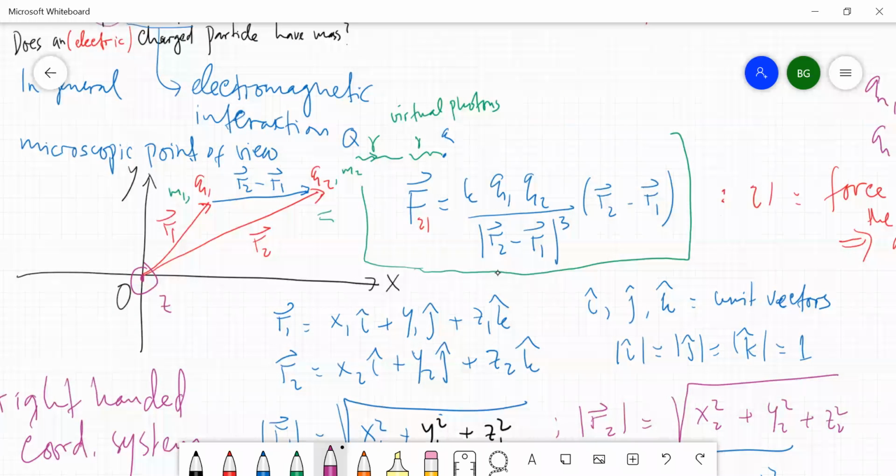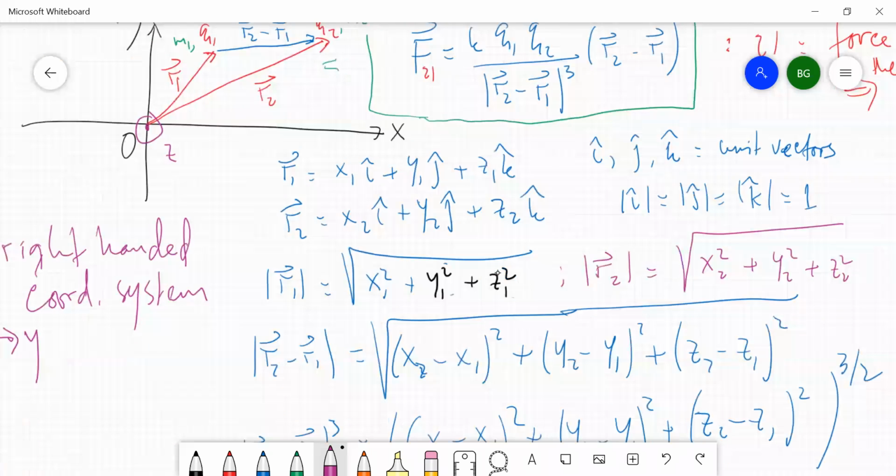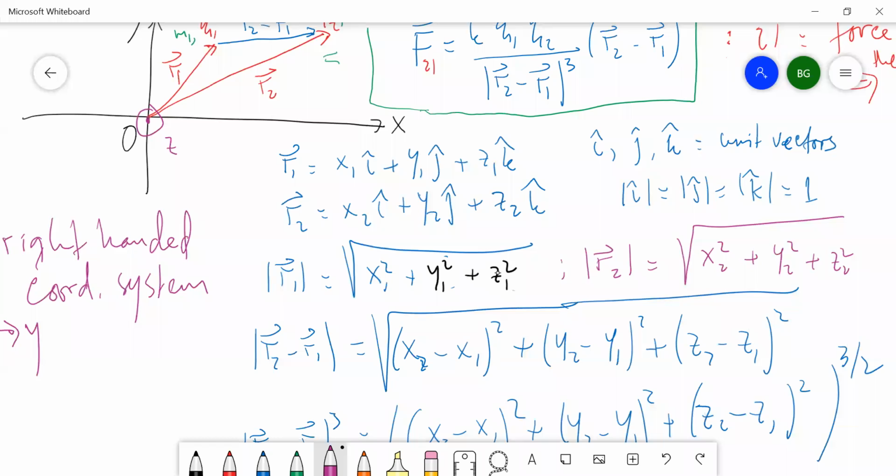Kalau R1 merupakan posisi dari Q1, dan R2 merupakan posisi dari Q2, maka kita dapat merumuskan secara formal bahwa gaya antar dua buah muatan adalah K kali Q1 kali Q2 dibagi besar dari R2 kurang R1 pangkat 3, kali vektor R2 kurang R1. Besar vektor itu didefinisikan seperti ini, yang Anda bisa lihat.